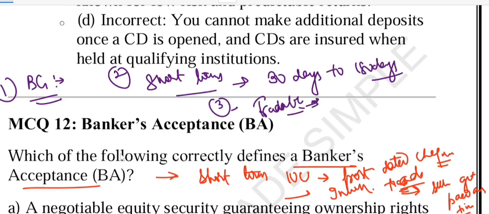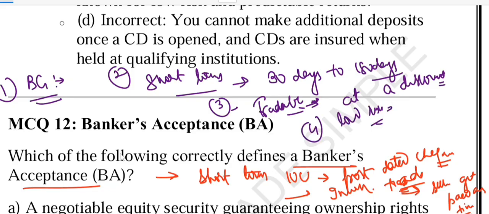Tradable means it can be sold to another investor at a discount, before the due date. And the fourth point is that risk is quite low, since a bank is backing it. So low risk is there, right? So friends, let's look at the options.